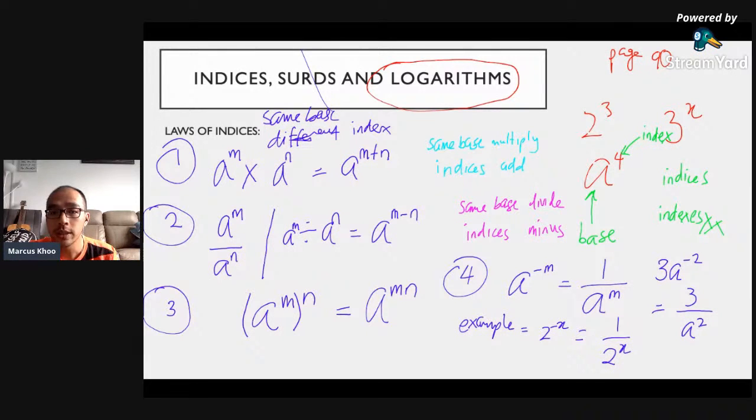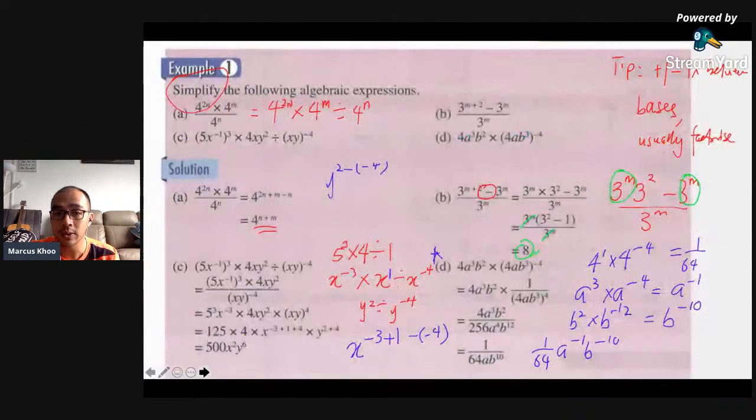So this law number 4 is something that people tend to forget, which is why I left it until the last one. Which is why this one, 1 over 64, it's already a number. Okay, a to the power negative 1 becomes a to the power 1, but a to the power 1 we usually don't write. We just write a. B to the power negative 10 will become b to the power 10 at the bottom.